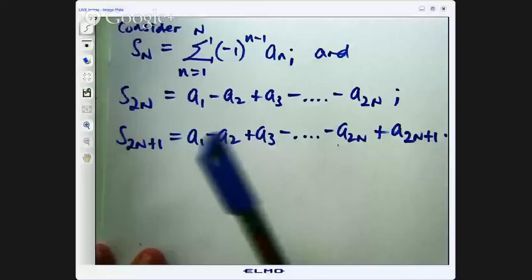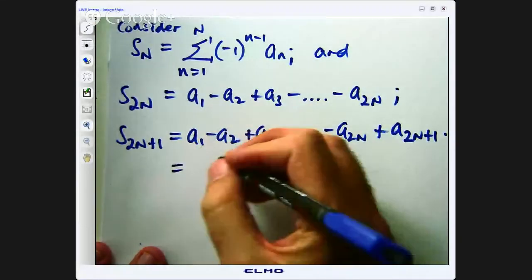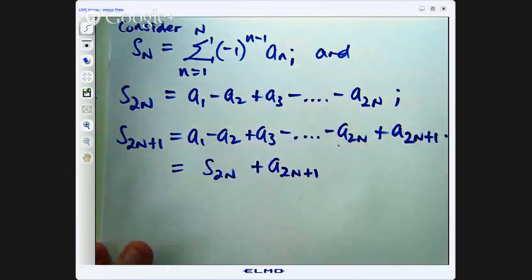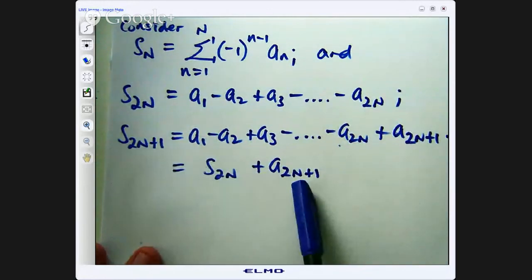So where are we going with this? Well, what we're going to do is show that the limit of s sub 2n exists, and the limit of s sub 2n plus 1 exists, and that they're actually equal to the same limit. Let me break that down for you a little bit. You can see in here that this and this is the same. So what does this mean? It means that this sum is just that sum plus an extra term, right?